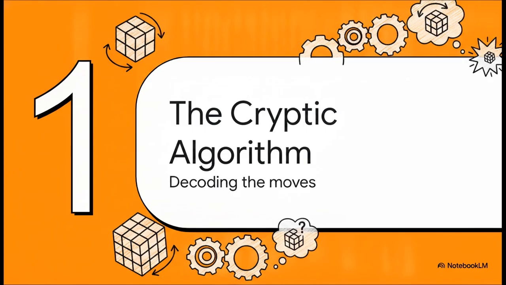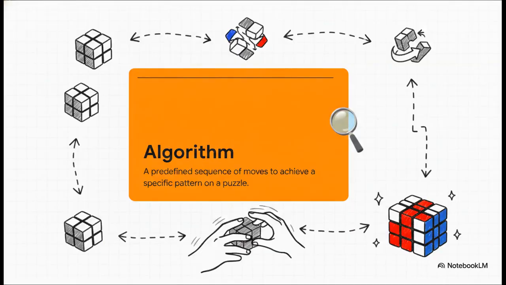Section 1, the cryptic algorithm. Okay, let's dive right into translating this niche jargon. In this particular ecosystem, an algorithm isn't just software running in the background like we're usually used to. It's actually a physical formula. It's a predefined sequence of moves, like that U prime, L prime we just saw, used to achieve a very specific pattern on the puzzle. And the kicker? It does this without scrambling all the progress you've already made.